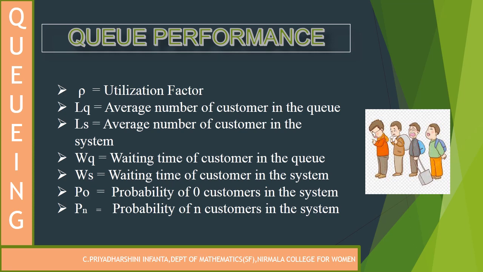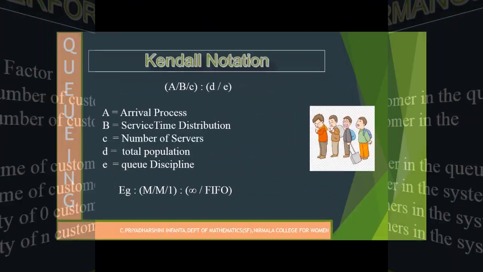And P0 denotes the probability that there are 0 customers in the system. If you want to calculate the probability of n customers in the system, we use Pn, and n varies accordingly to the number of customers.